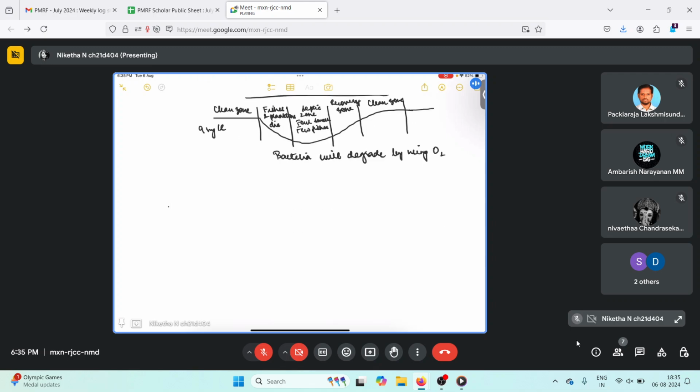Then, the impact on humans, especially human health. Can you tell me what impact pollution can have on human health? What can it cause?